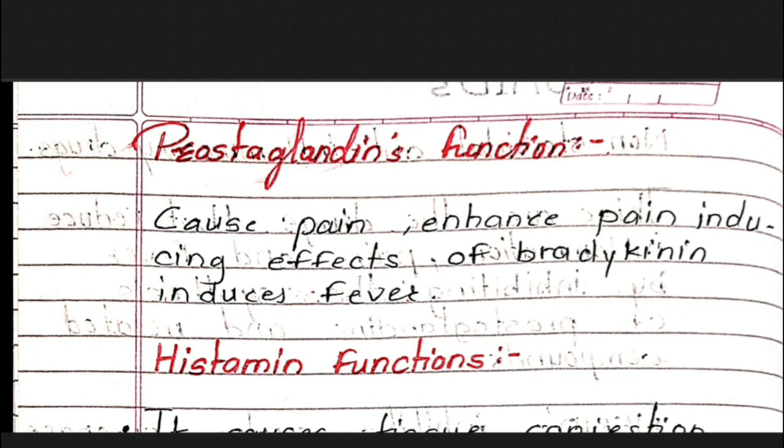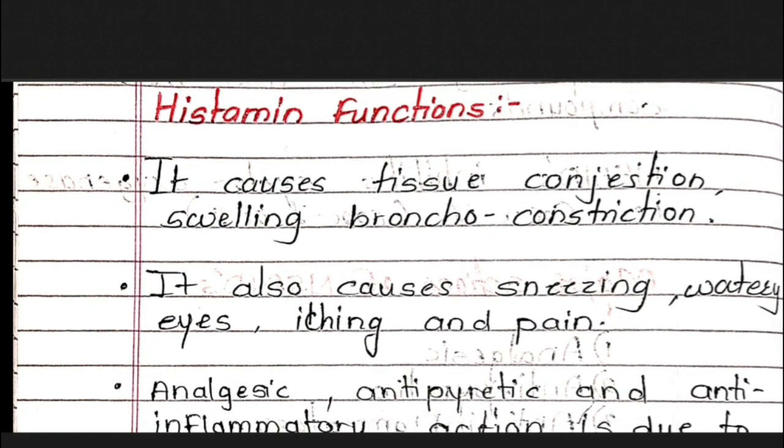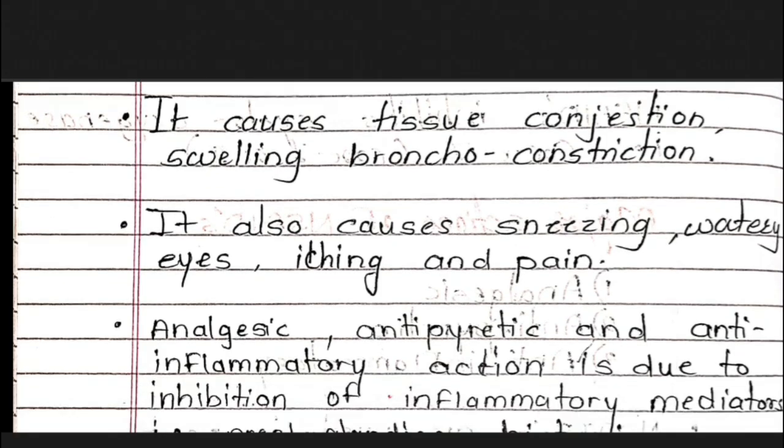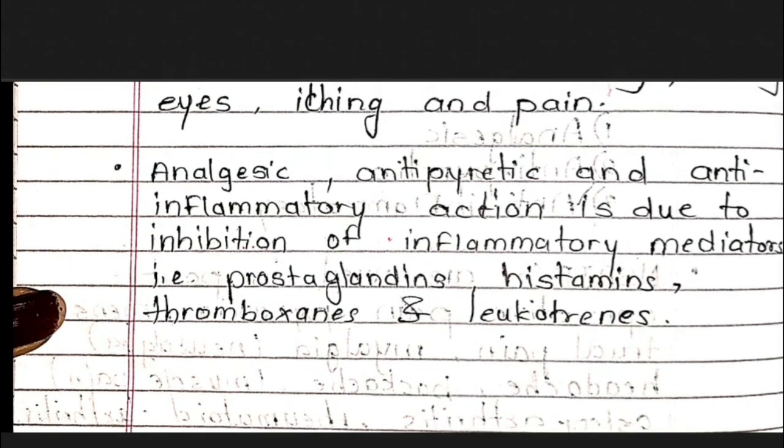Prostaglandin functions: cause pain, enhance the pain-inducing effects of bradykinin, and induce fever. Histamine functions: it causes tissue congestion, swelling, and bronchoconstriction. It also causes sneezing, watery eyes, itching, and pain. Analgesic, antipyretic, and anti-inflammatory action is due to the inhibition of inflammatory mediators, that is prostaglandins, histamines, thromboxanes, and leukotrienes.